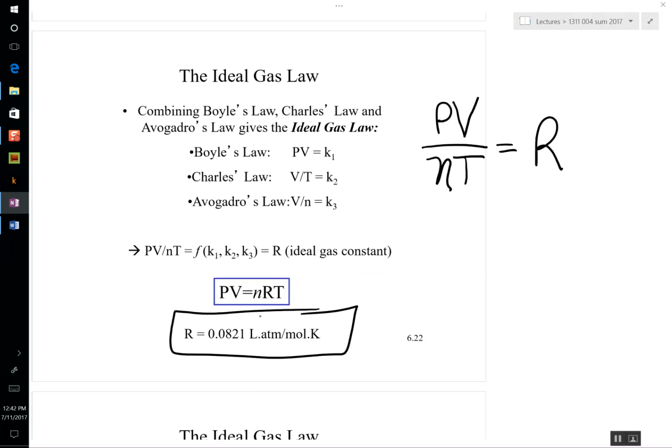And how about R? Do you have to memorize R? Anybody know? No? Why not? It's on a periodic table. It's on the back of your periodic table. Ideal gas law constant with its units. All right, so you get into an exam and you go, oh, what's R? It's right there.